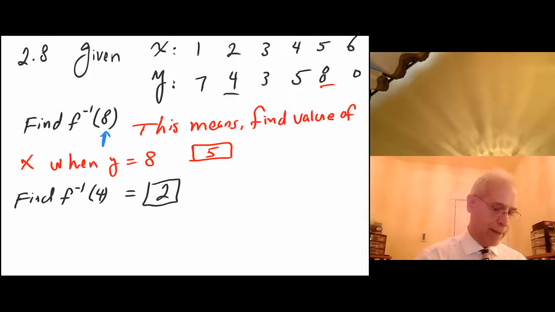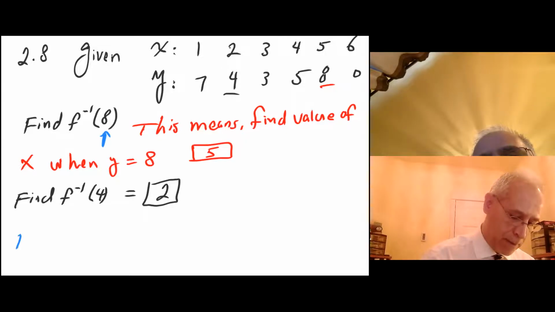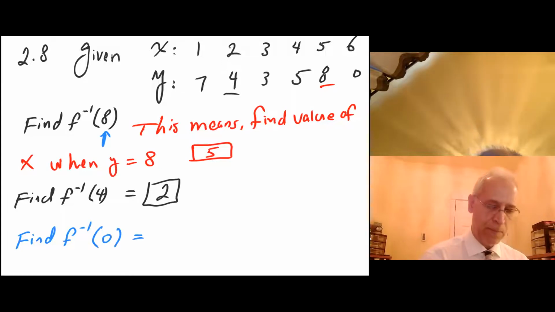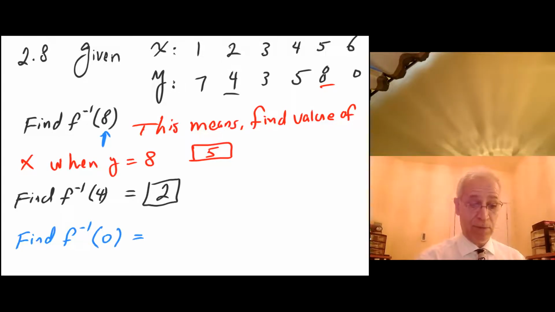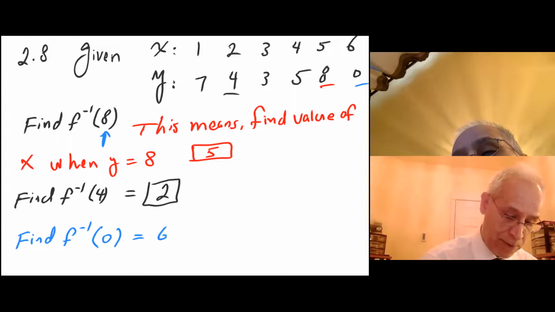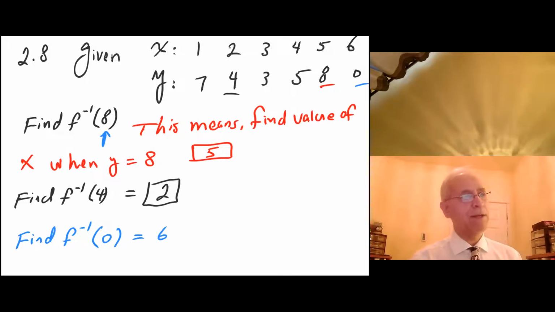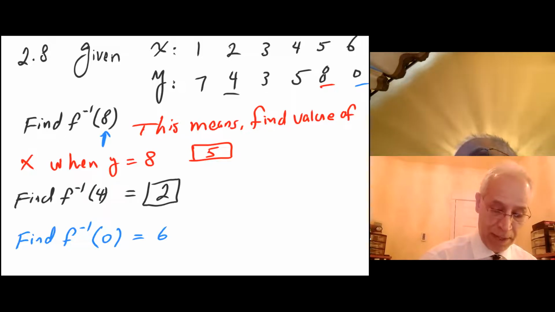Let's do one more. Find f inverse of 0. Do I have a y value for 0? Sure, right here. So that means to find the value of x when y equals 0, and that equals 6. Now this notation, find f inverse of 8, is a little bit different than the following question. Let's go to the next page.